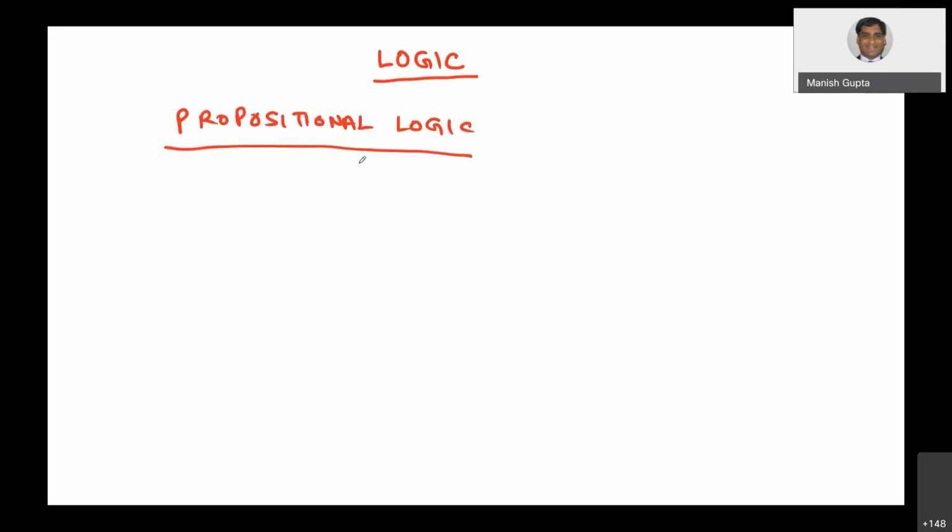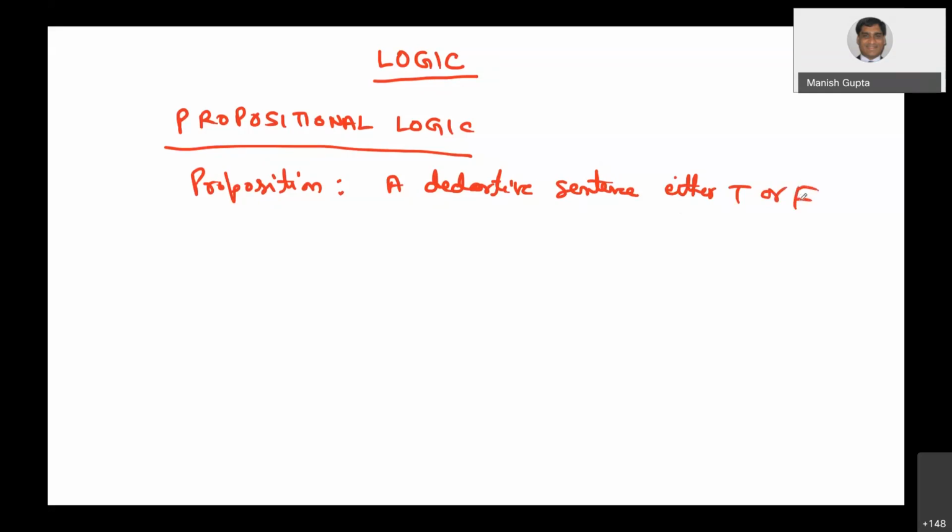What is propositional logic? It deals with propositions, right? So what is a proposition? A proposition is a declarative sentence that is either true or false, but not both. So a declarative sentence which is either true or false is a proposition.